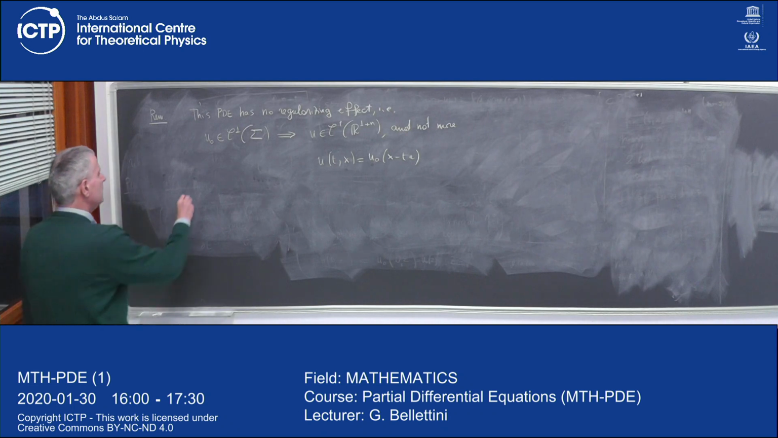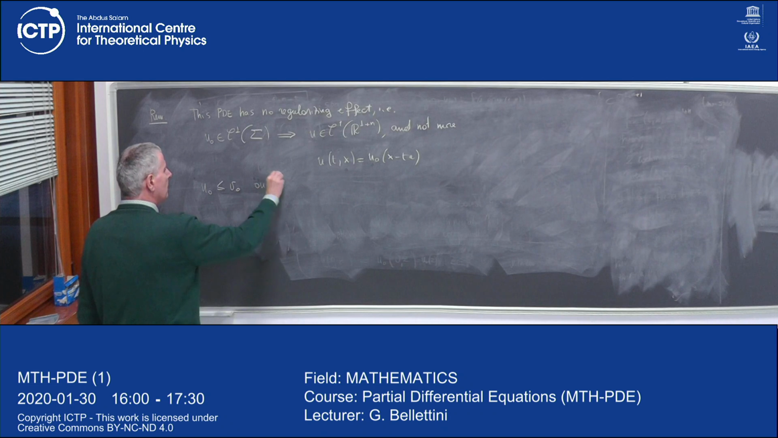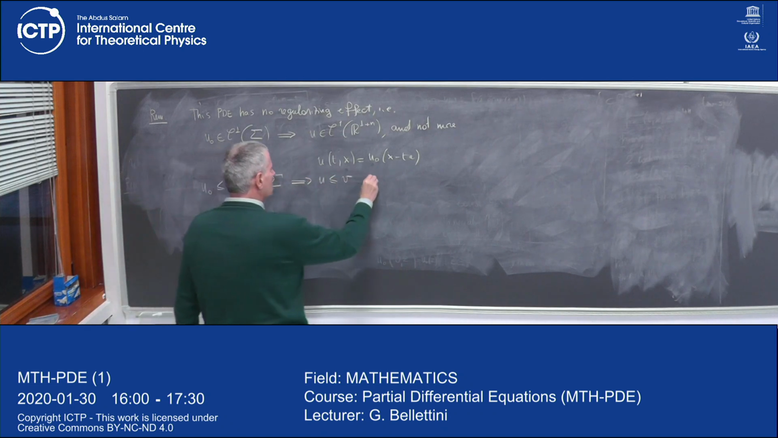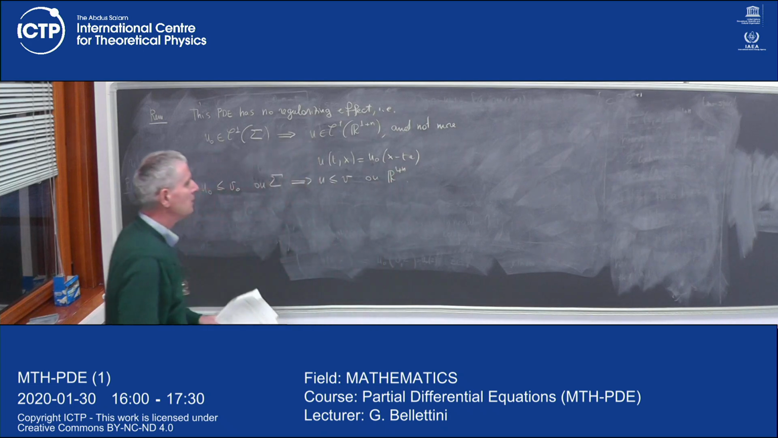Another remark: if U0 is less than 0 on sigma, then U. Okay. This is another remark.